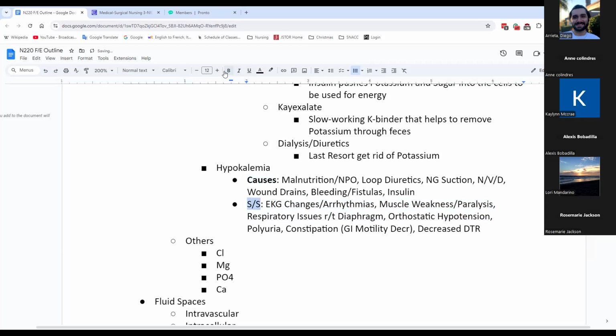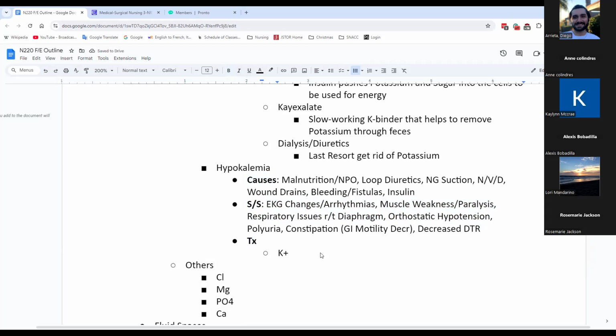Cool. So let's talk about some interventions. How do we fix low potassium? Yeah, by giving potassium. How do we go about giving potassium, Anne? It's 10 mEq an hour. Yep. 10, you might see 20 depending on how critical it is. I've seen 20 a lot.